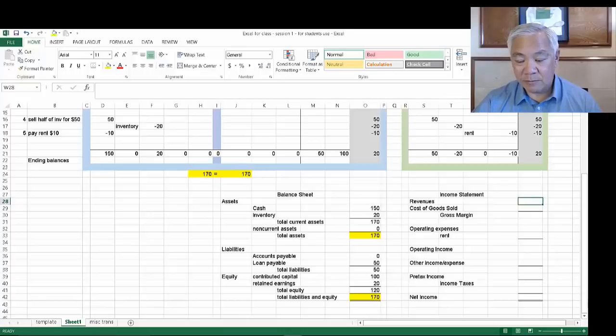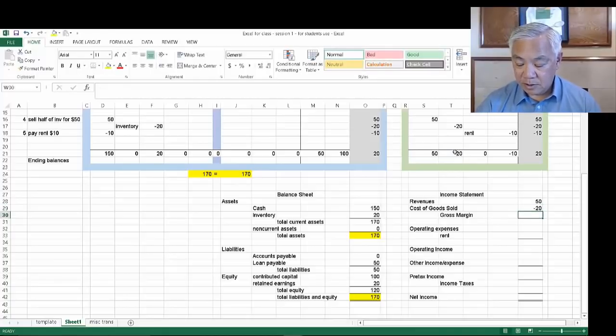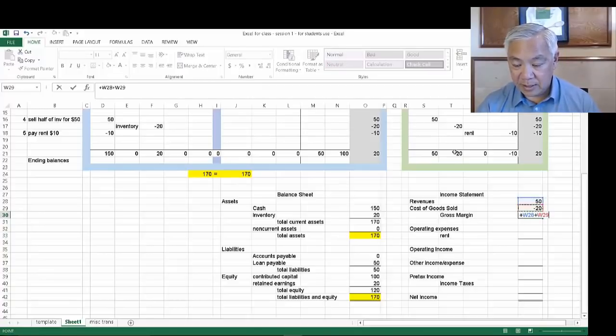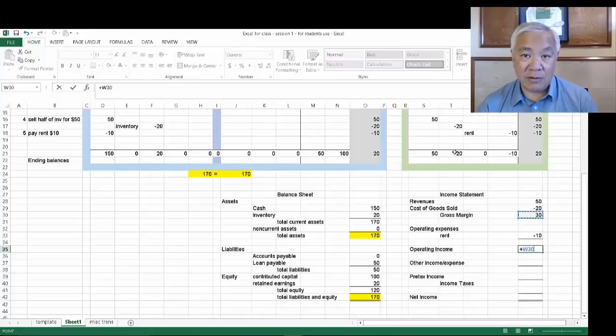Now let's do the income statement. Revenues plus, that's the revenue column. Next is cost of goods sold. It was 20. Gross margin is plus 50 plus a negative number, which is subtracting it, and that's 30. And our operating expenses, we only had one type of expense. That was rent of 10. So operating income is plus gross margin, and then subtract the expenses, and I already put it as a negative, so I just plus it, 20.